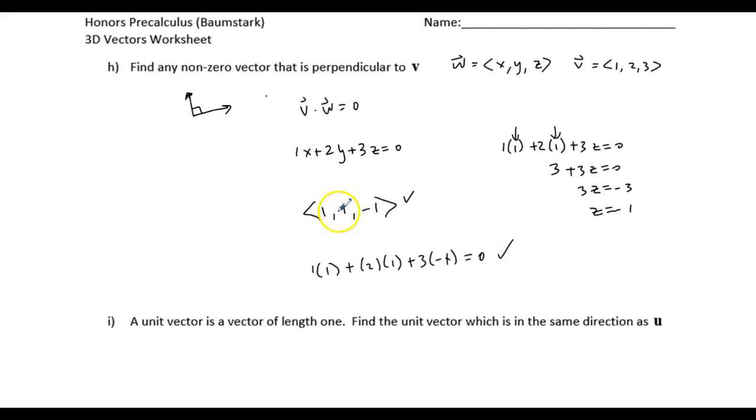And so, anything you find here is going to be some scalar multiple of this, because as long as whatever you find is parallel to this thing, it will be perpendicular. So you can check your answer. If you had something like 2, 2, negative 2, that would be fine.